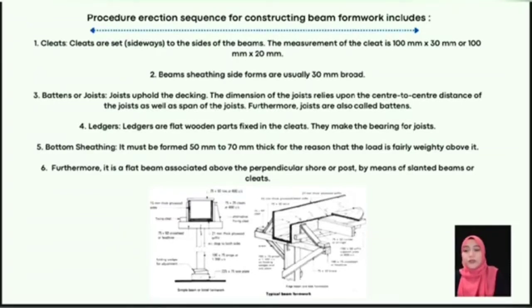Number 5, the bottom carries the weight above it. Number 6, furthermore, it is a flat beam associated above the perpendicular shore or post by means of slanted beams or cleats.